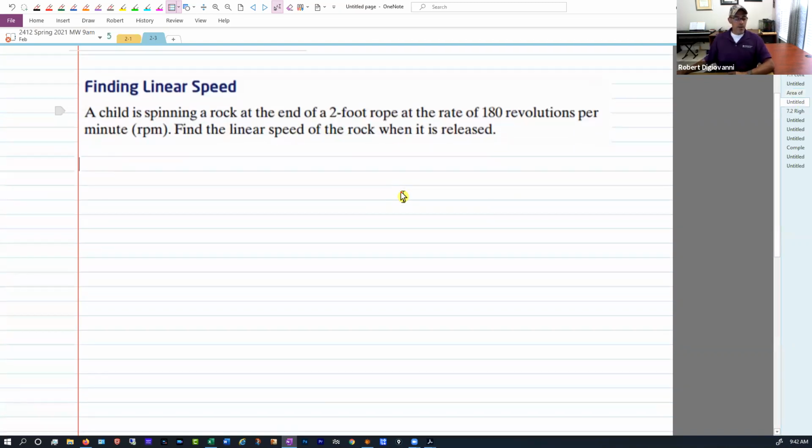All right, here we go. A child is spinning a rock at the end of a 2-foot rope at the rate of 180 revolutions per minute. This does not sound like a good situation here for this kid.